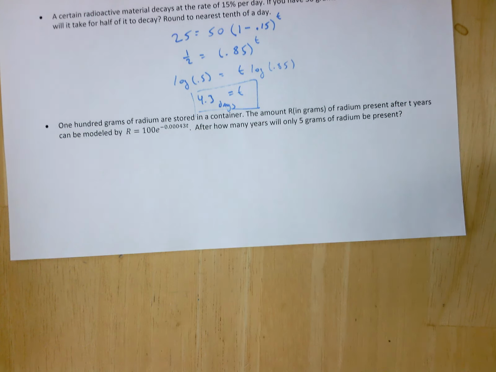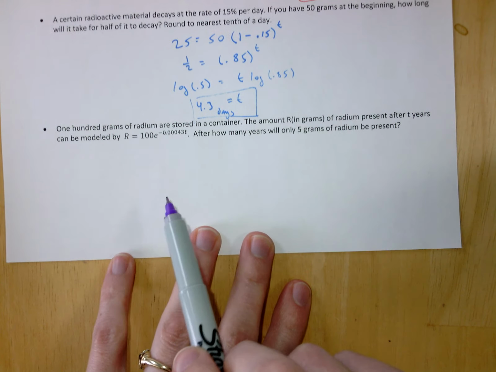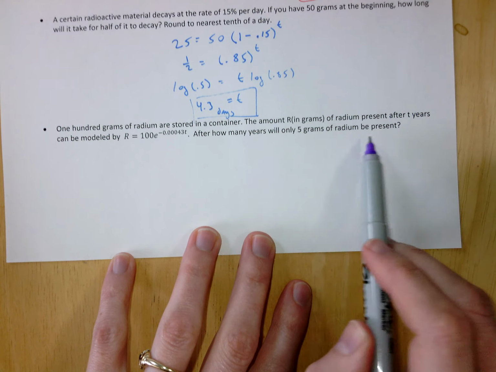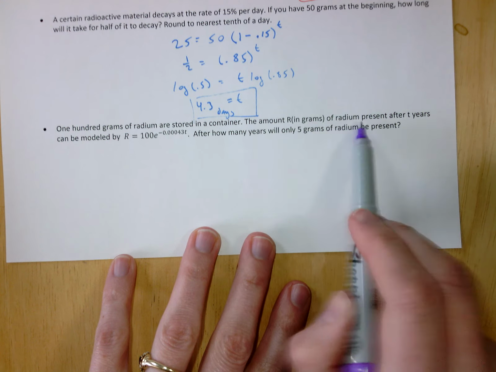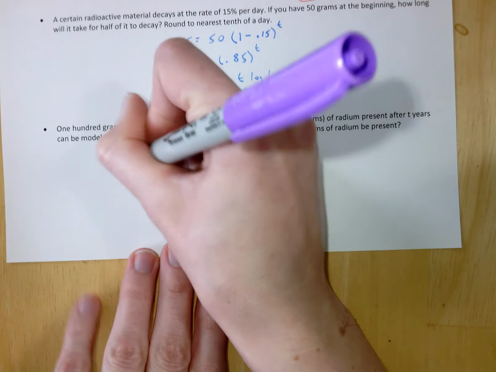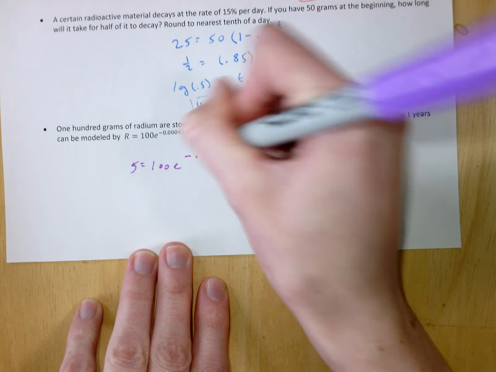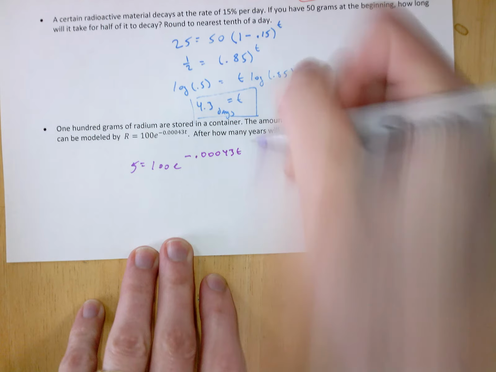Okay, uno más. All right, 100 grams of radium are stored in a container. The amount of radium present after t years can be modeled by this equation. I love it when they give me an equation. That just means less work for me. After how many years will only 5 grams be present? Well, they said capital R is the amount present. So I am plugging this in for capital R. So it's going to be 5 equals 100 times e to the negative 0.0004, 3 zeros, 3t.